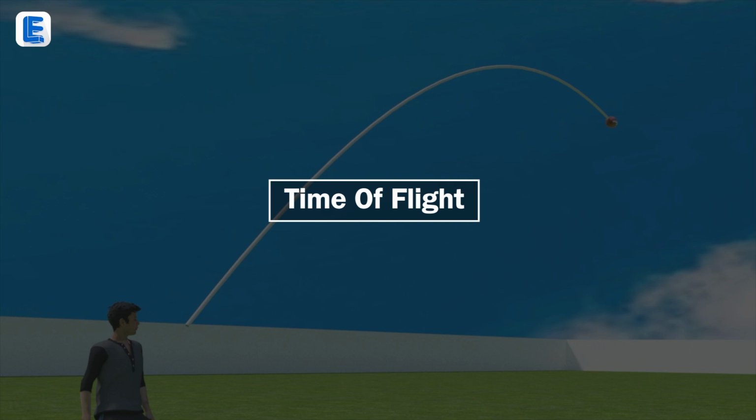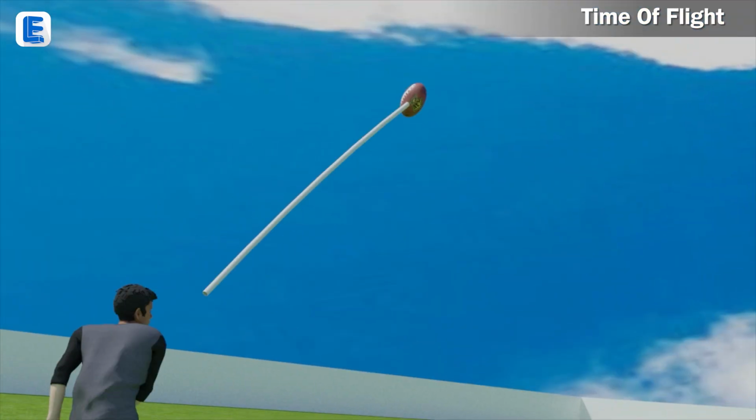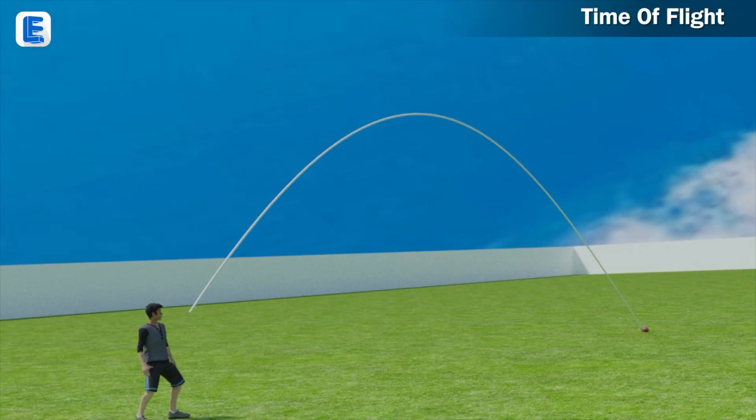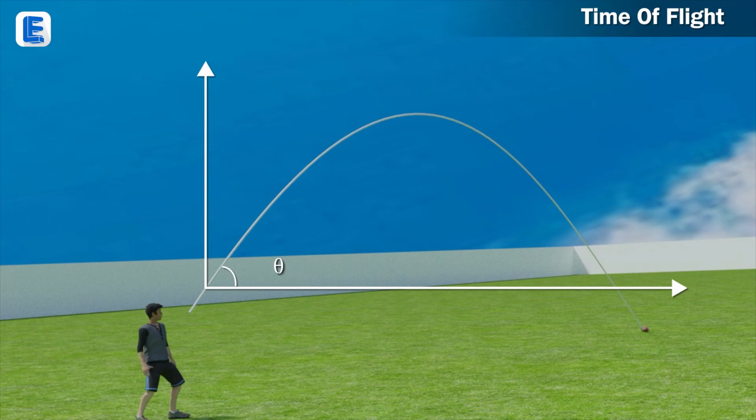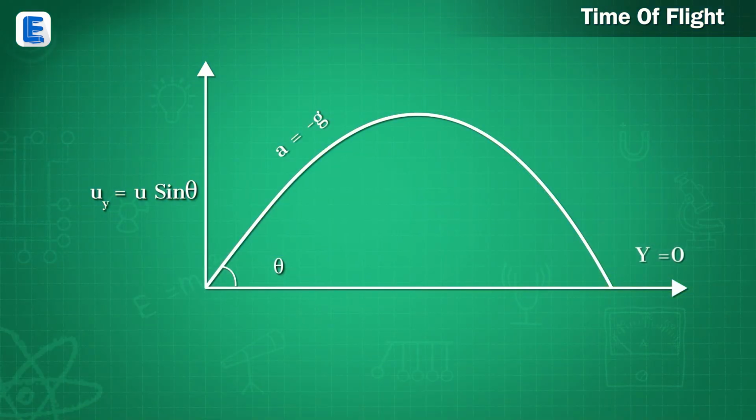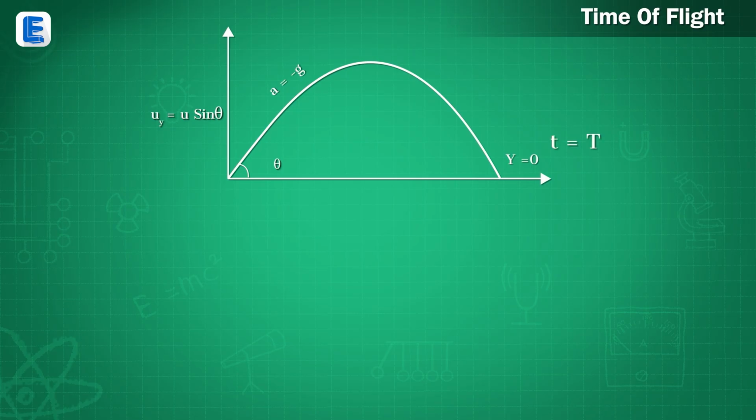Time of flight. The time taken by a body from the moment it is projected, traveling through the path of projection and reaching the ground, is called time of flight. When the object is projected horizontally, displacement in ground level, y, is equal to 0. Uy is equal to u sine theta. A is equal to minus g. T is equal to capital T.